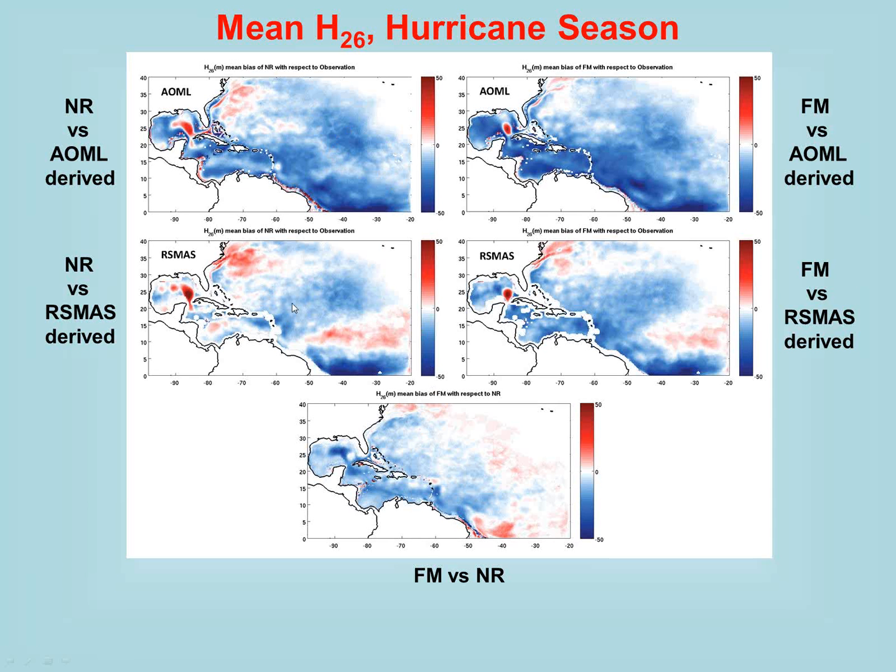Well, just another question. In the bottom panel, the forecast model versus the nature run, most of it is blue, right? So one of those two models is consistently making H26 deeper or shallower than the other. Oh, it's FM. The forecast model is shallower. Yeah. Again, it's probably the two different mixed layer models that we're using that are primarily giving those differences.